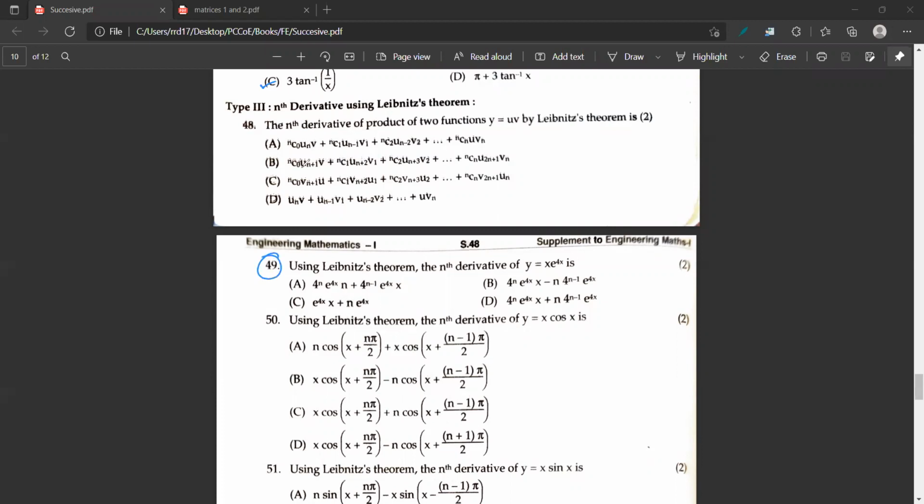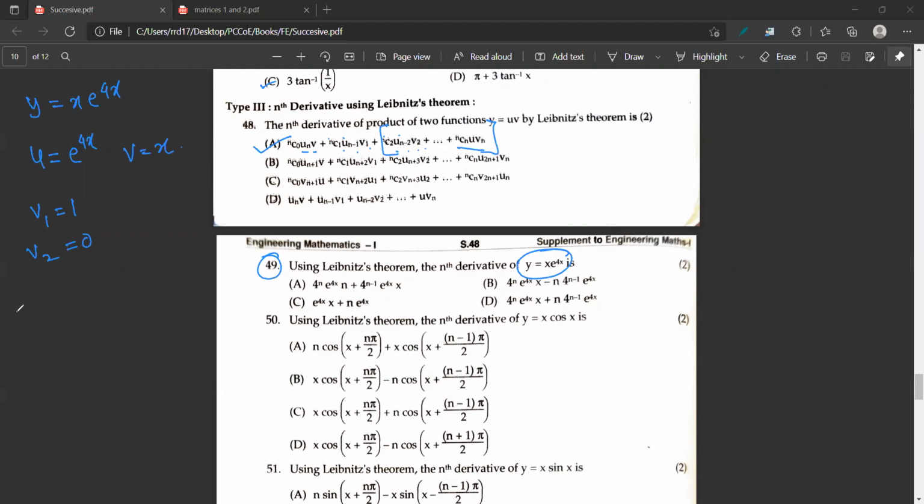Now Leibniz theorem, you should know the statement. What is the statement? nC0 u_n v, then nC1 u_(n-1) v1, nC2 u_(n-2) v2, and so on, nCn u v_n. That is the statement of Leibniz theorem. Now, if you want to apply it for y is equal to x into e raised to 4x, what u are you going to take? e raised to 4x. And v is equal to just x. Correct? Because the derivatives of v are easy to find out. What is v1? 1. And what is v2? 0. So after this step, all the terms are going to be equal to 0.